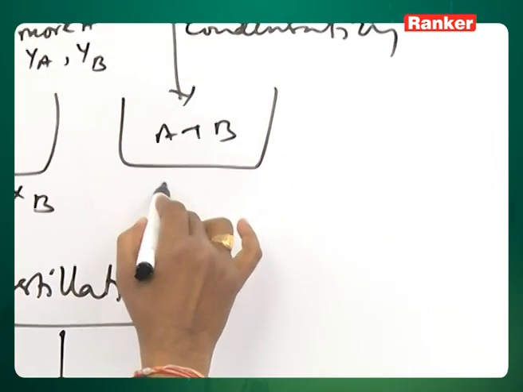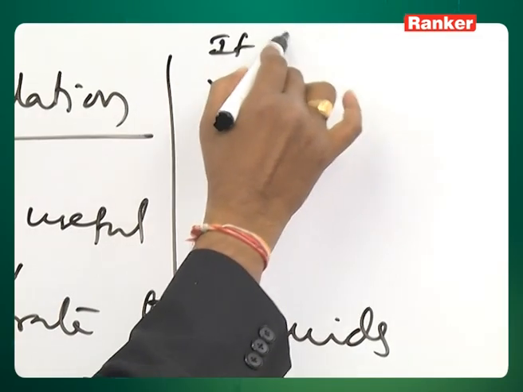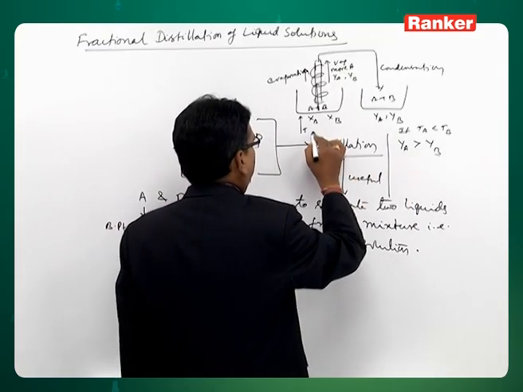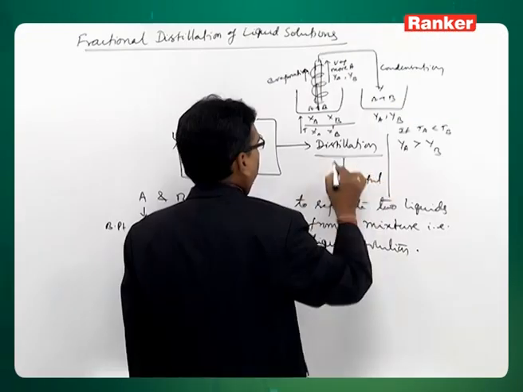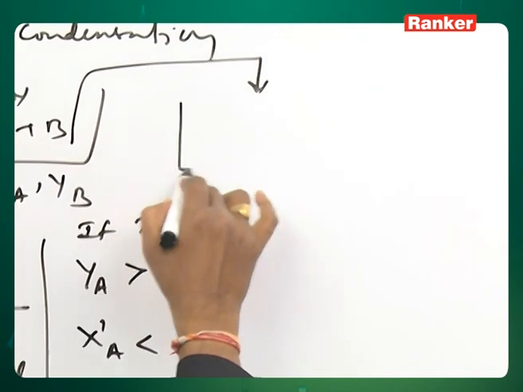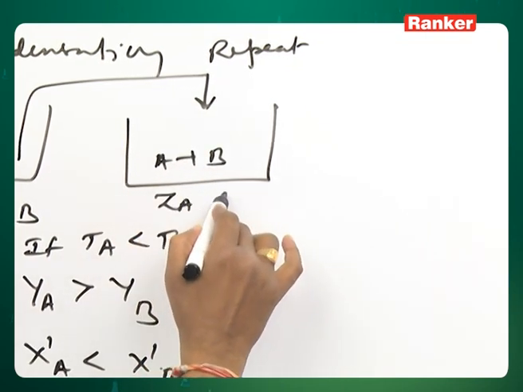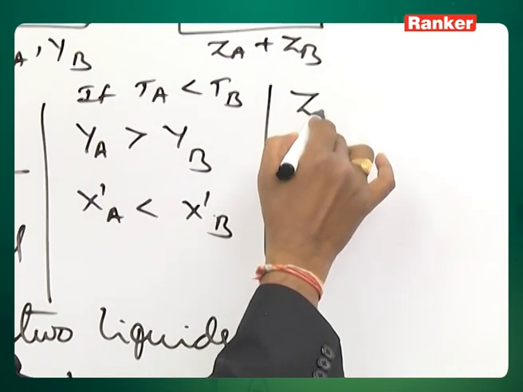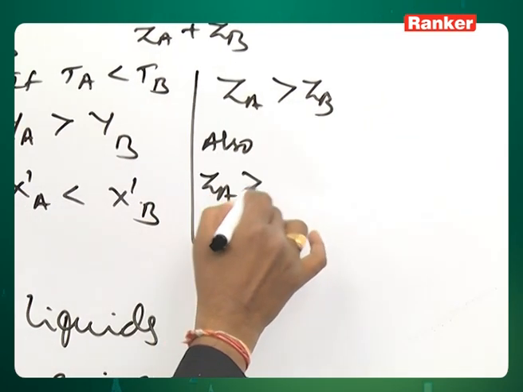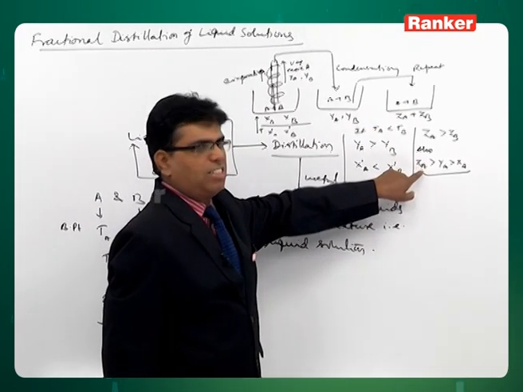Here again you will get a mixture of A and B, but here the mole fractions are YA and YB, and if TA is less than TB, then YA is greater than YB, and for the remaining, X dash A and X dash B, X dash A is less than X dash B. This further if you repeat, then here again you will get A plus B. Now it is ZA and ZB. Your ZA is still greater than ZB, also ZA is greater than YA, greater than XA. So when you come to the third stage, the fraction of A in the solution is increased further.